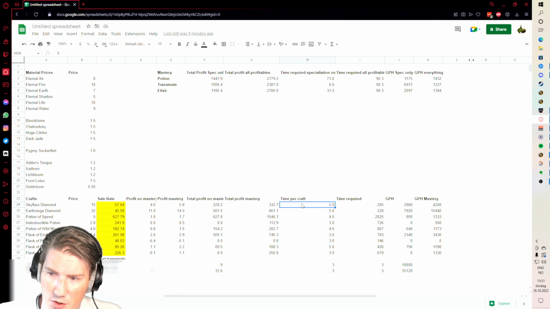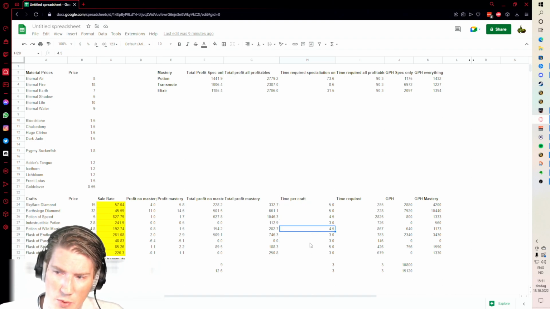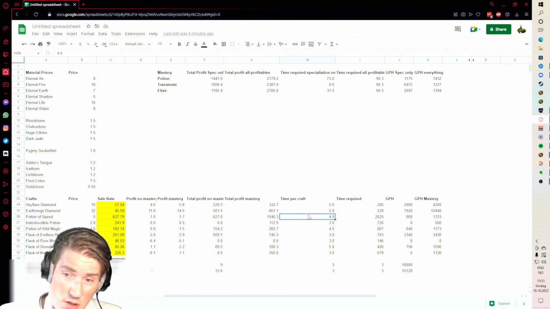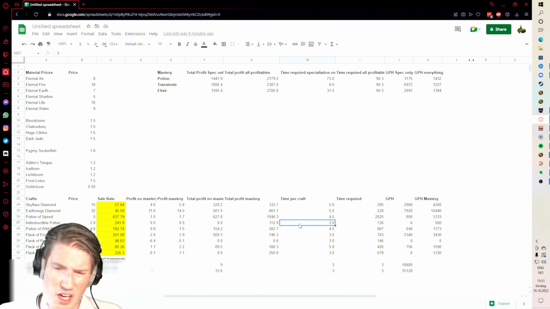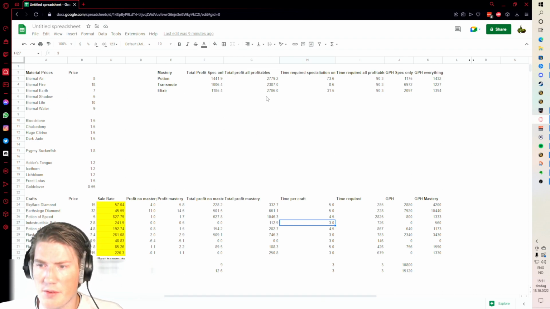I've taken the time per craft here. This is sourced from Wowhead. And then for some of these items that require pygmy oil, I've also included the time spent to craft the pygmy oils. So we can see that the potion of speed is going to take 4.5 seconds to craft, because you need pygmy oil as well as the potion. So that's essentially the calculation, right?